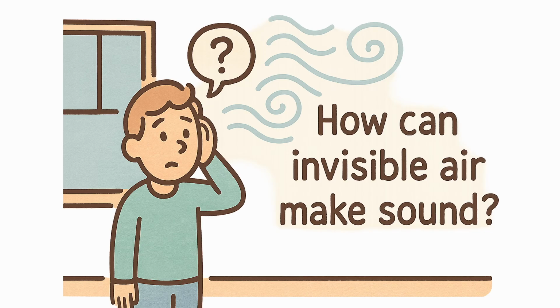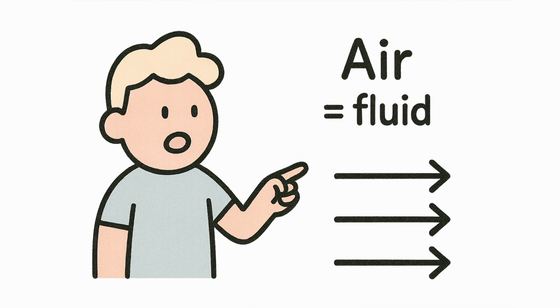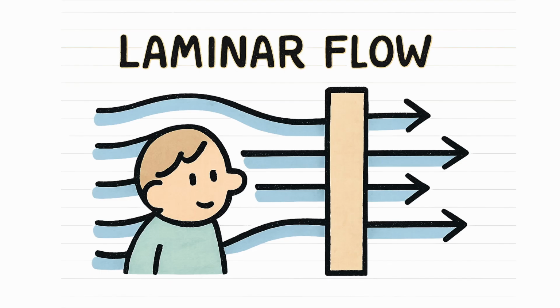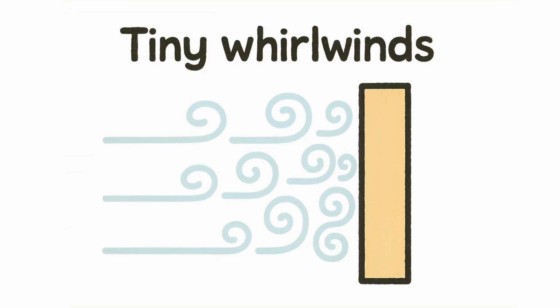Let's break it down. Wind is simply moving air, and air is a fluid, just like water. When it flows past objects, it behaves in surprisingly complex ways. At low speeds, air moves smoothly in layers. We call this laminar flow. But as wind speed increases or encounters obstacles, like a building, a tree branch, or a narrow crack, it becomes turbulent. It swirls, spins, and creates small spinning pockets of air, like tiny whirlwinds.